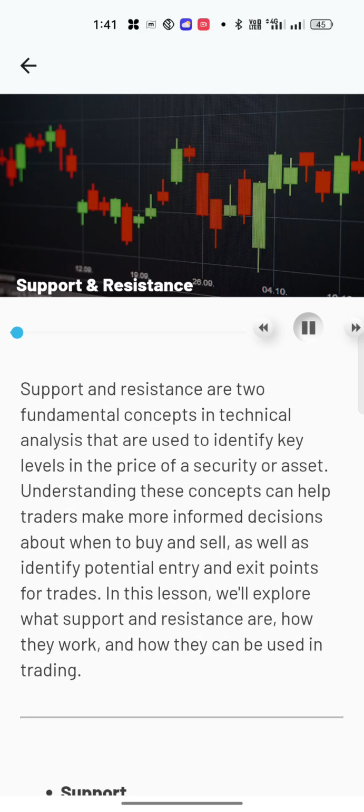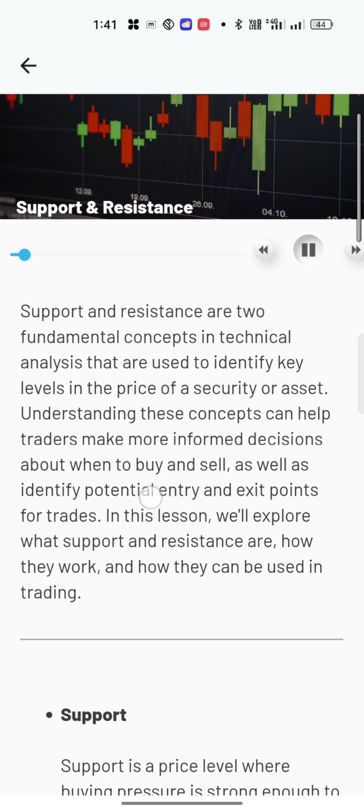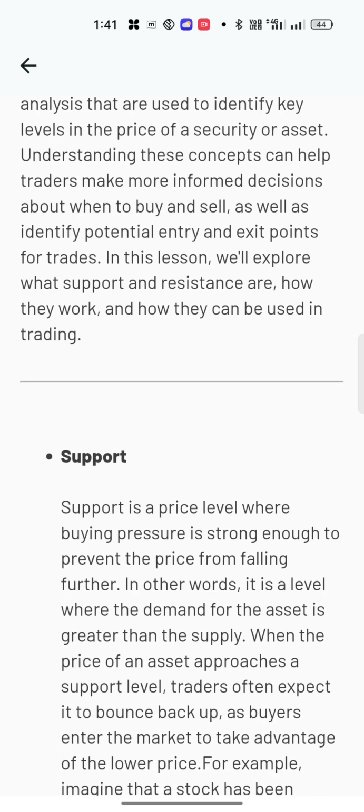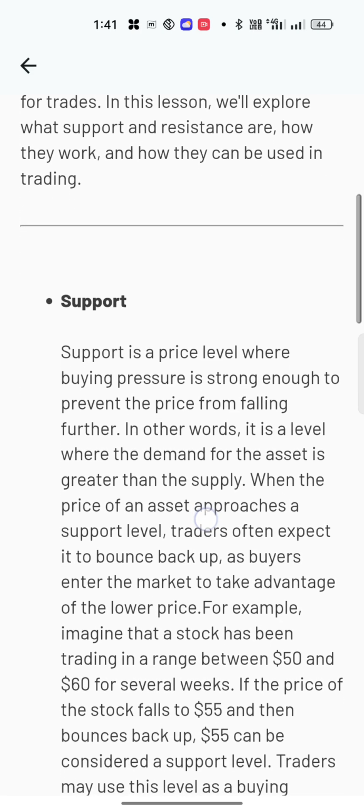Support and resistance. Support and resistance are two fundamental concepts in technical analysis that are used to identify key levels in the price of a security or asset. Understanding these concepts can help traders make more informed decisions about when to buy and sell, as well as identify potential entry and exit points for trades.